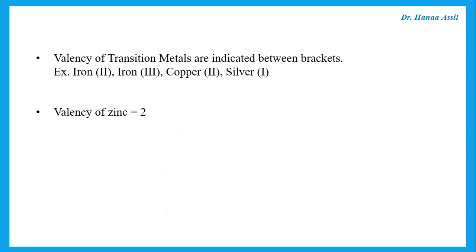For transition metals, we said transition metals have more than 1 valency. So if we're told iron, the question needs to tell us, is it iron 2 or iron 3? Copper is usually 2, silver is usually 1, and zinc is always 2.